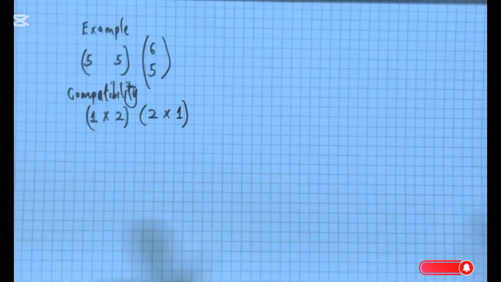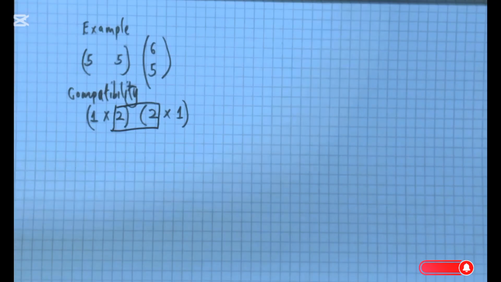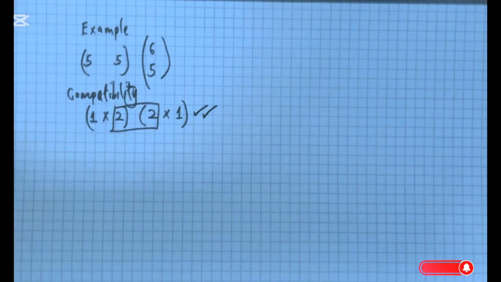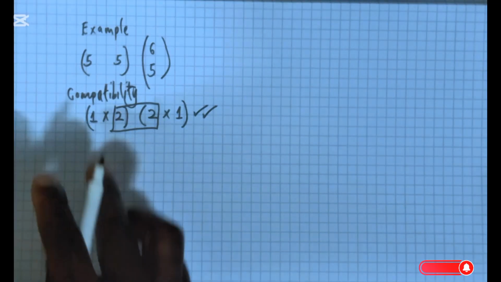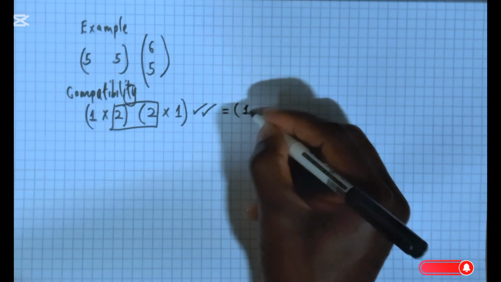So for us to check the issue of compatibility, what do we look at? We look at these numbers there. If they're the same, then we say that they're compatible. So in this particular case, we can go ahead and proceed with the process of multiplication, as these two matrices are already compatible. Then of course we can tell the order of the resultant matrix will be 1 by 1.